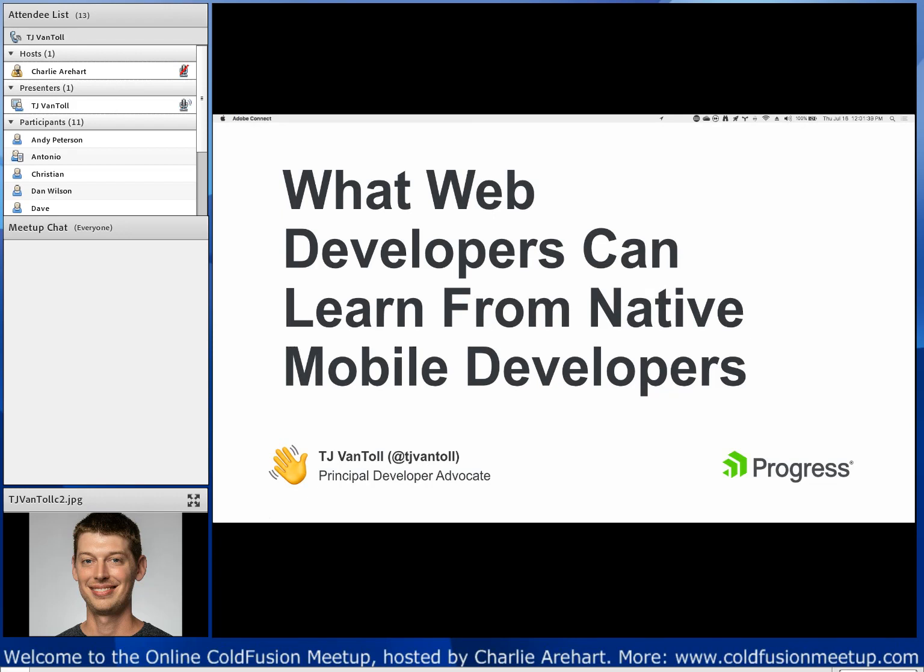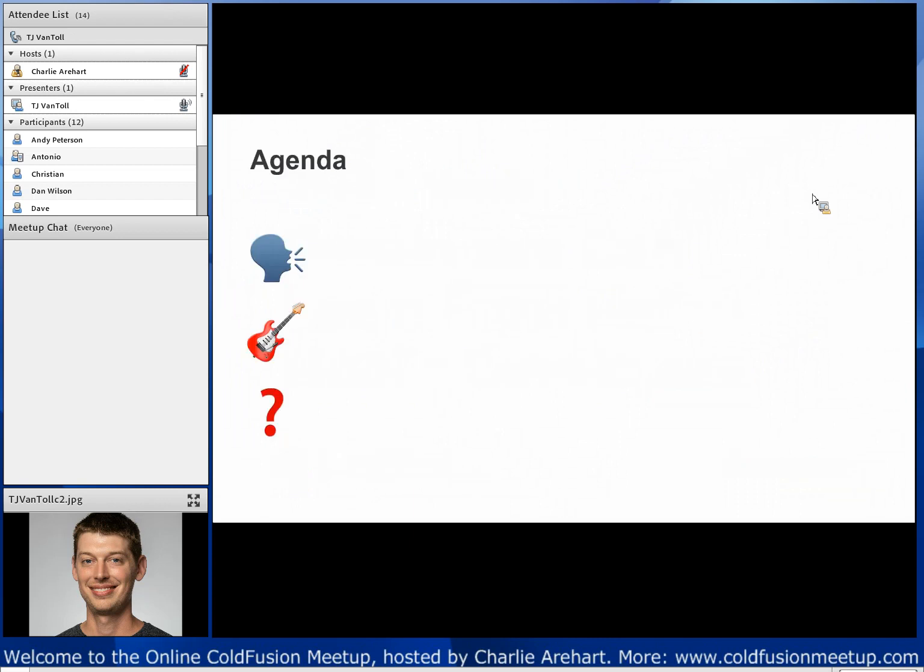So yeah, thanks for the introduction. As I said, my name is TJ VanToll. I work as a developer advocate for a company called Progress, and I'll get into a little more about who I am and what I do throughout this talk. But the general concept is basically I'm going to cover a handful of things. First, I'm going to give you a little bit of a background.